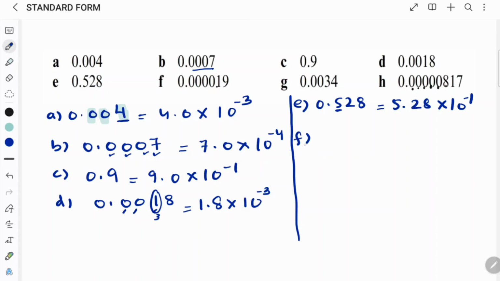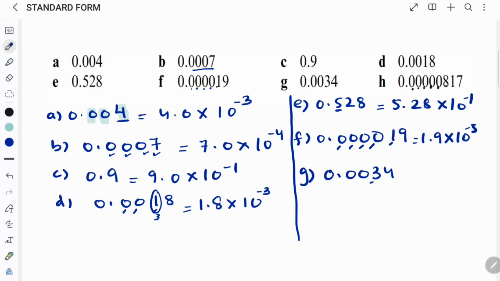Now you have F part, 0.000123, 1, 2, 3, 4, and then 1, 9. 1 is at the fifth place, 1, 2, 3, 4, and then 5. So 1.9 into 10 to the power minus 5. Part G, 0.0034. 3 is at the third place, 1, 2, 3. So 3.4 into 10 to the power minus 3.